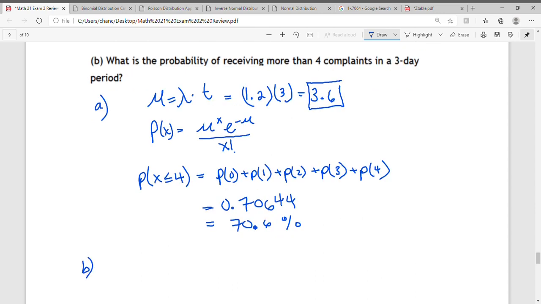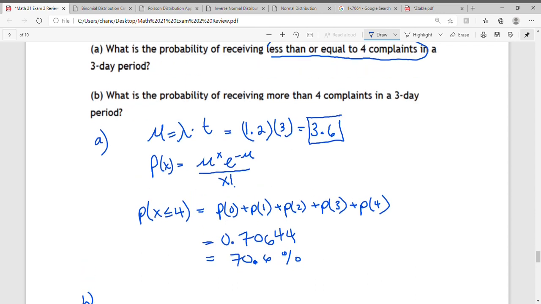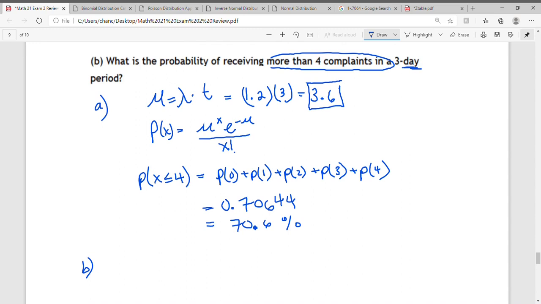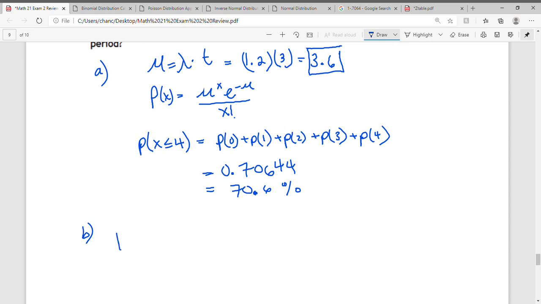For part B, I want to find the probability of receiving more than 4 complaints in a 3-day time period. So the interval is the same, which means our mean is still 3.2. But this time we're looking for the probability of x being more than 4, so it's strictly greater than 4.